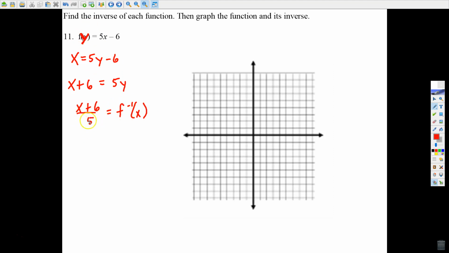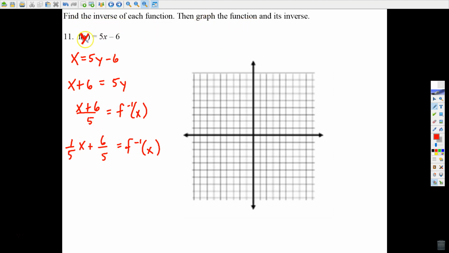And here's another way. If you go ahead and divide both of these by 5, you could write it like this. Either is acceptable. So that is my answer. Either one of these would be okay for finding the inverse of the function.